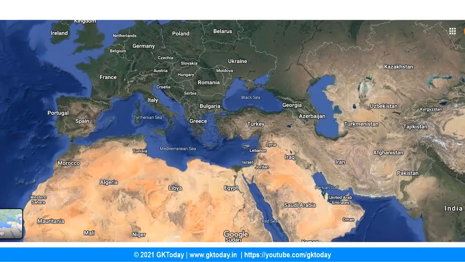Now coming back to the geographical location of Turkey. So this is Turkey. This is Black Sea, Mediterranean Sea. This is Caspian Sea. This is Central Asia. So countries are Kazakhstan, Uzbekistan, Turkmenistan, Tajikistan and Kyrgyzstan.